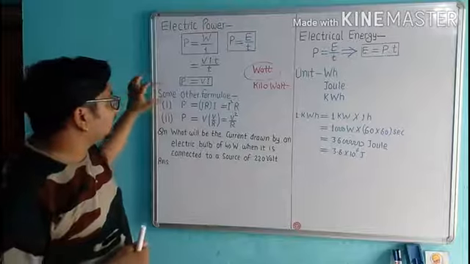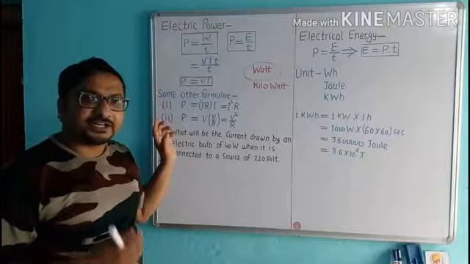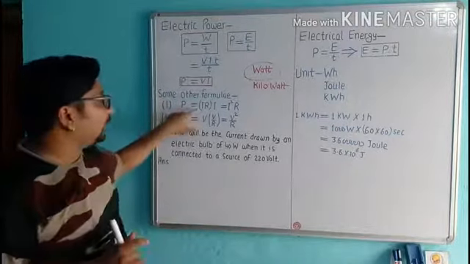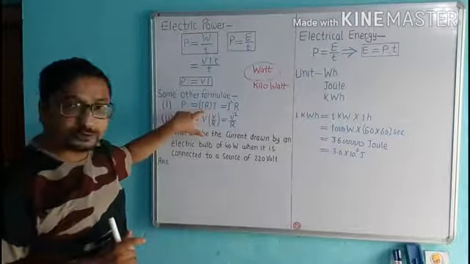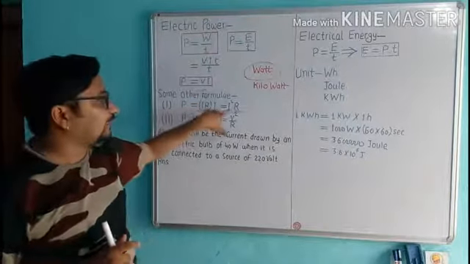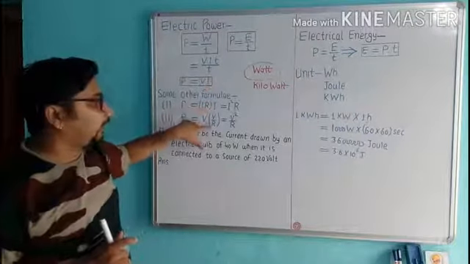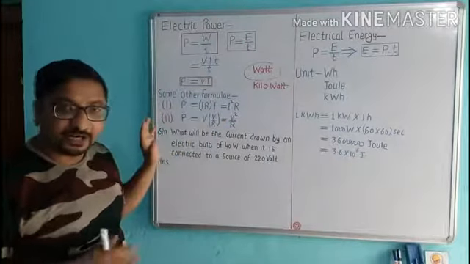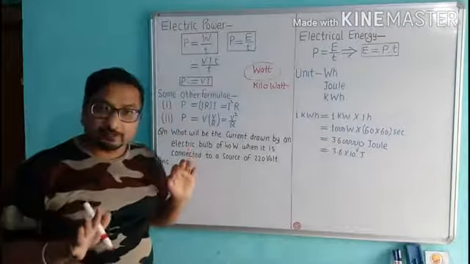Now, some other formulas. By using Ohm's law, we get other important formulas which are very important for numerical purposes. If I replace V by IR, then P is equal to I square R. If I replace I by V upon R, again by using Ohm's law, then P is equal to V square upon R. So we have a number of formulas which are very important for numerical purposes.